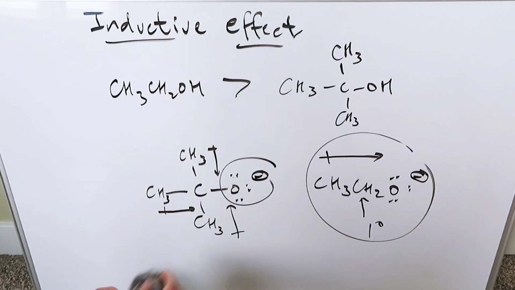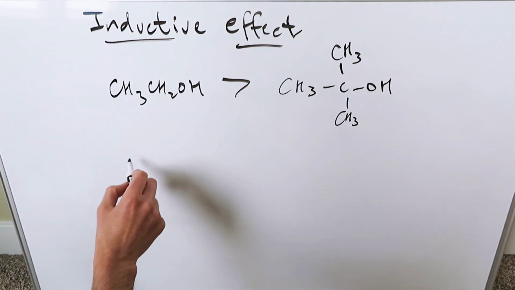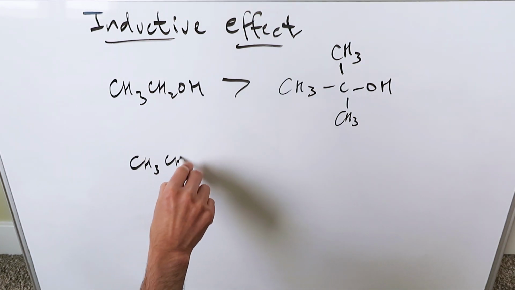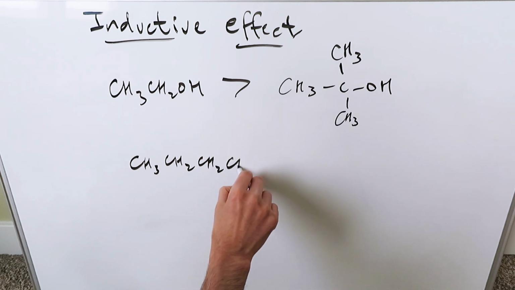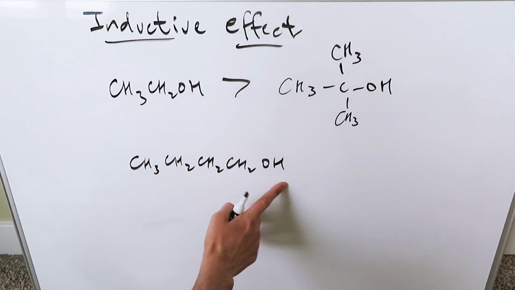Now how can we bring inductive concepts into this? I'll show you. Look at this next compound. We're looking here at butanol, CH3CH2CH2CH2OH. Butanol, butane with an alcohol, butanol.